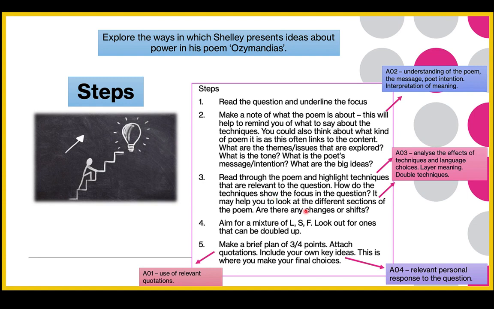It may help you to then look at different sections of the poem. So think about if there are any changes and shifts. So can you divide the poem into sections of the different tones? Do we shift perspective? Is there a time shift? So it's also a good idea to think about that in terms of how the poem is structured. As you're going through, you should be aiming to be highlighting quotations that present you with a mixture of different devices and techniques. So a mixture of language, structure and form. And like I already said, do look out for ones that can be doubled up.